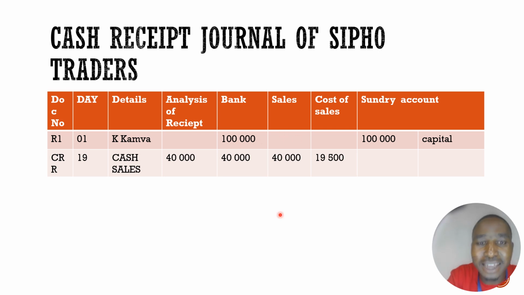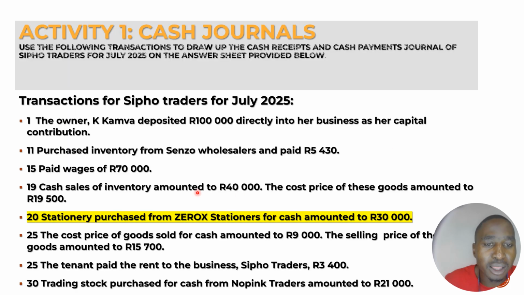And then under sales, when you are registering sales, also you have to write the selling price, that is 40,000. And then on cost of sales, this is where you write now the cost price. So that is 19,500. We have three accounts affected when you are doing cash sales for a trading undertaking business. We have bank, sales, and cost of sales. Please keep that in mind. And we always write under analysis of receipt because we do have slips that we can print on the cash register roll.